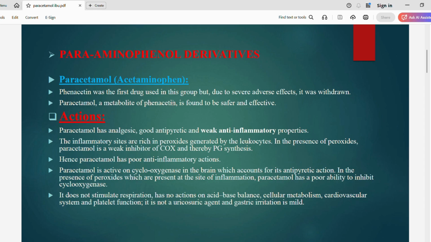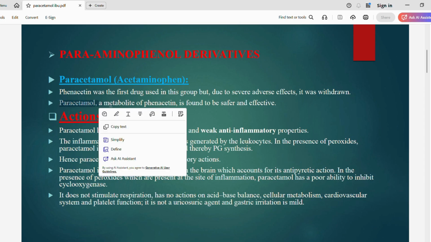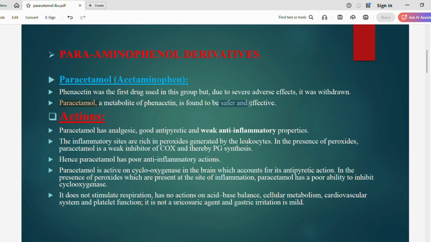Phenacetin was the first drug used in this group, but due to its severe effects, it was withdrawn. So phenacetin was the first drug used in this group, but because of its severe effects it was banned. So they created another metabolite of phenacetin called paracetamol, which was safer and more effective than phenacetin.